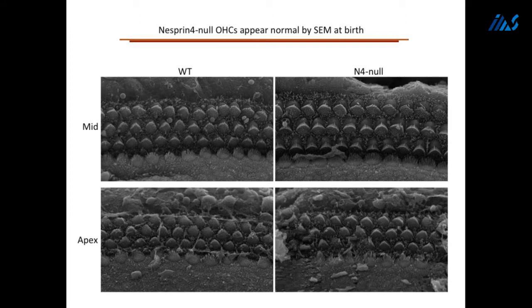Okay, so the point I want to make from this slide is that at birth, everything appears normal. There's a full complement of outer hair cells from both the base, or in this case the mid, to the apex. The other point I want to make here is that in the 2 weeks after birth, the auditory system matures, and the morphology of the outer hair cells changes. They start off a bit cuboidal and then become taller.